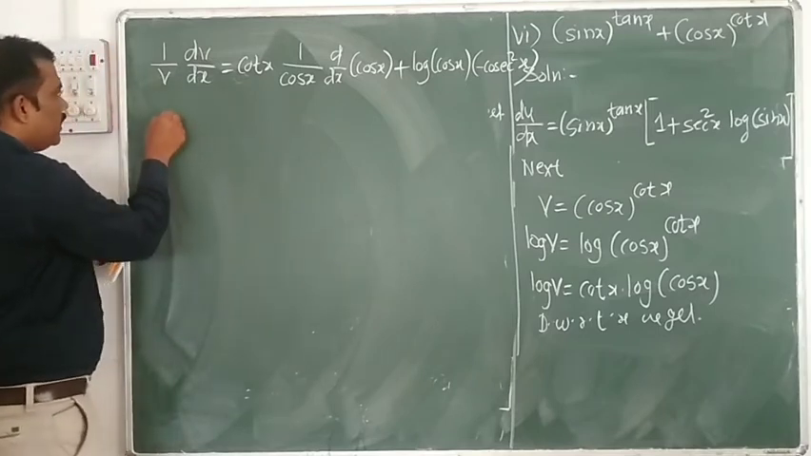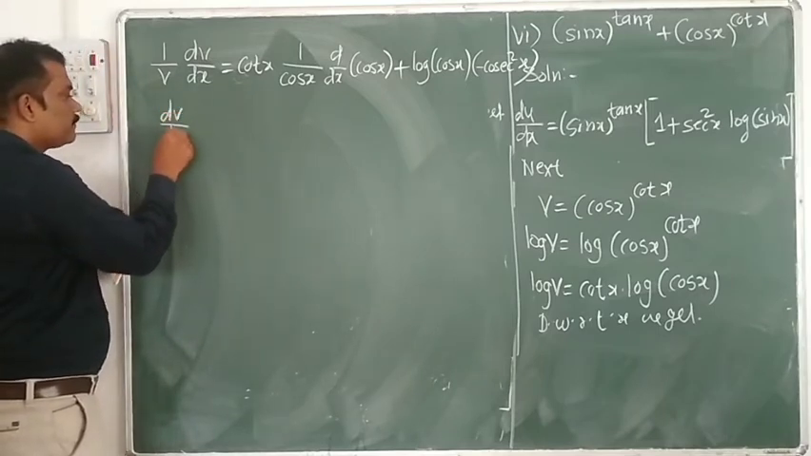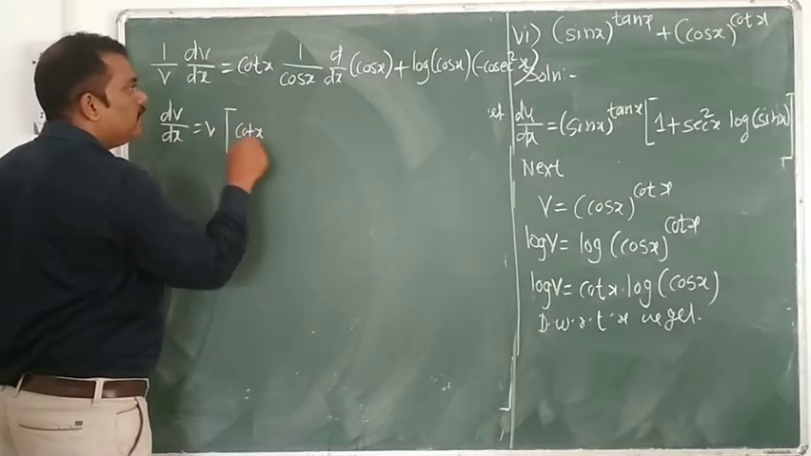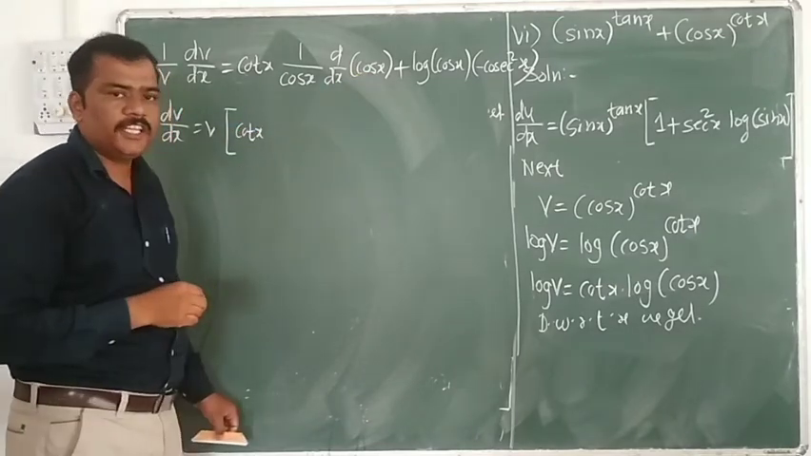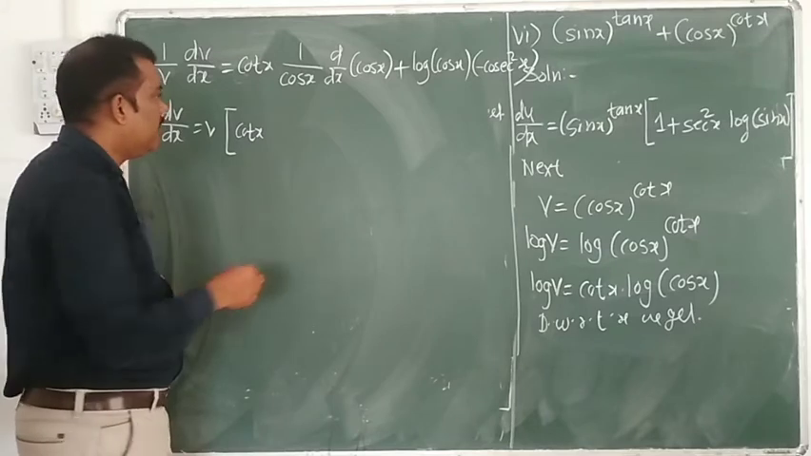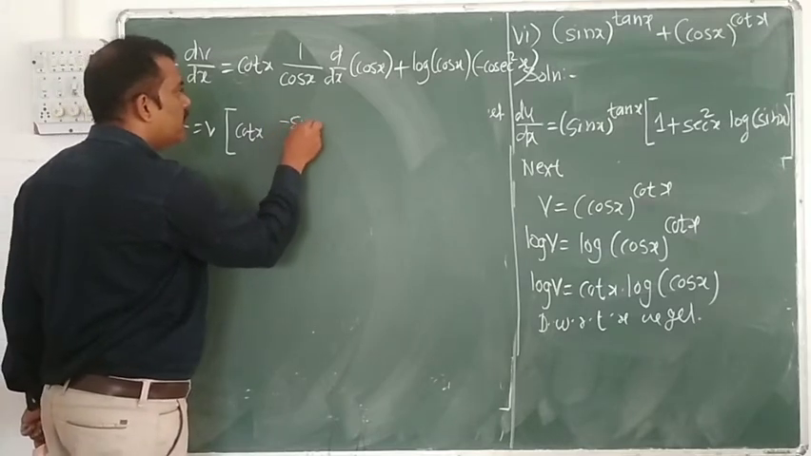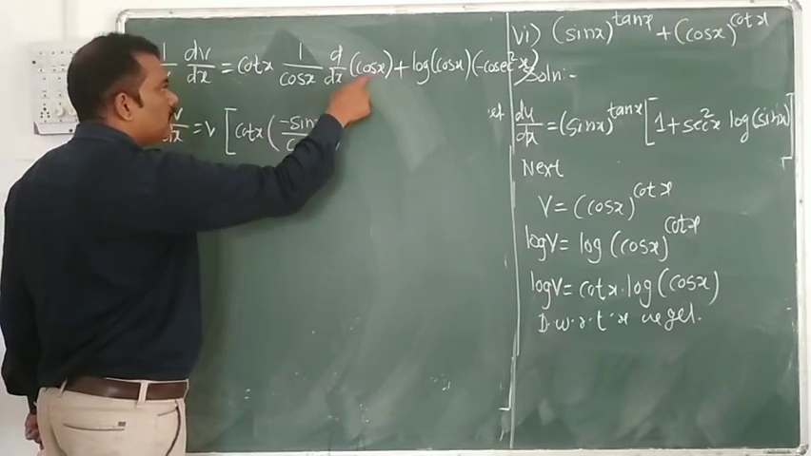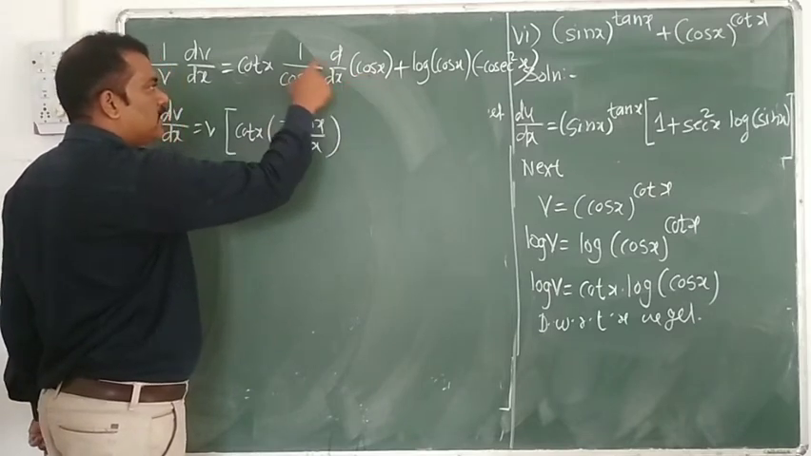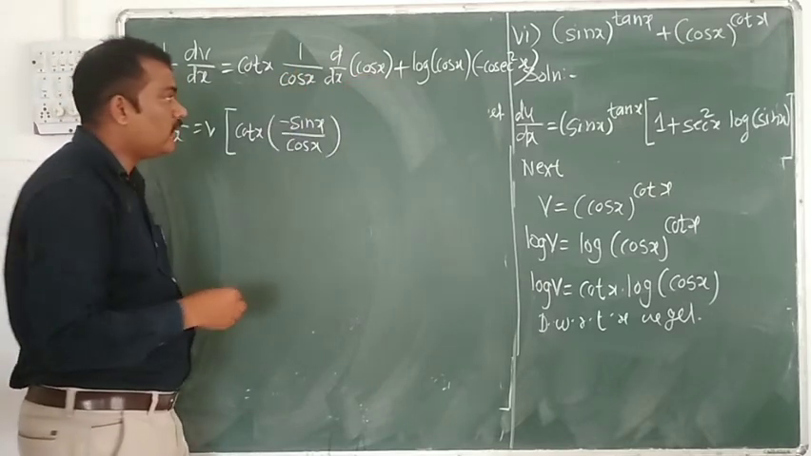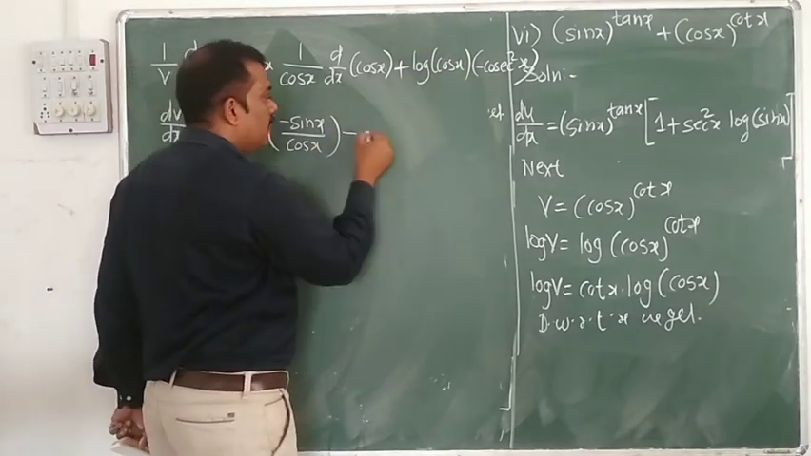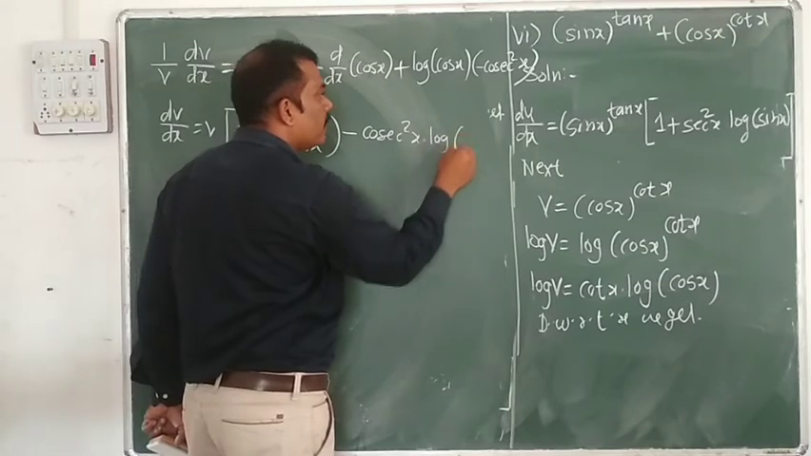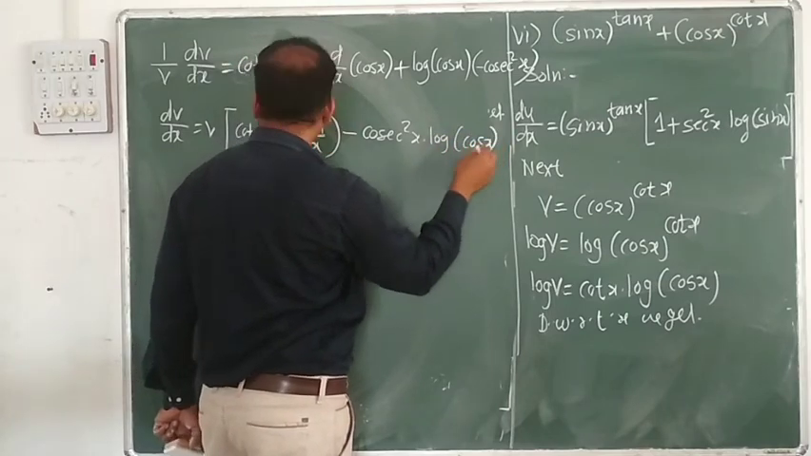So we get dv by dx is equal to v into cot x into, what is the derivative of cos x? The derivative of cos x is minus sin x, so we get minus sin x divided by cos x, minus cosec square x into log of cos x.